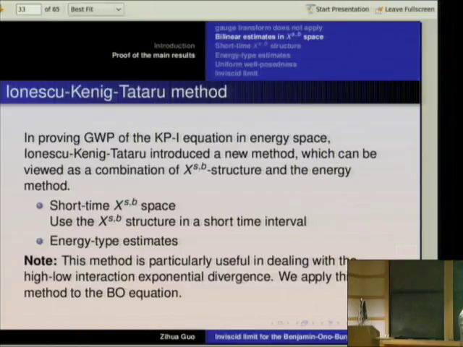Because the KP1 equation has similar phenomena, it can also just gain 1/2 derivative. So this method can be viewed as the energy type method and this XSB structure combination. And it is particularly useful to deal with the high-low interactions, with some gap. We will use this in the BO equation, but you have to put some more weight on the XSB structure.